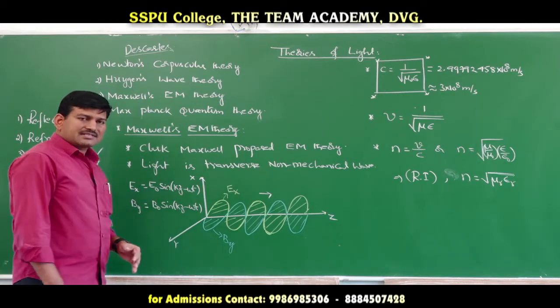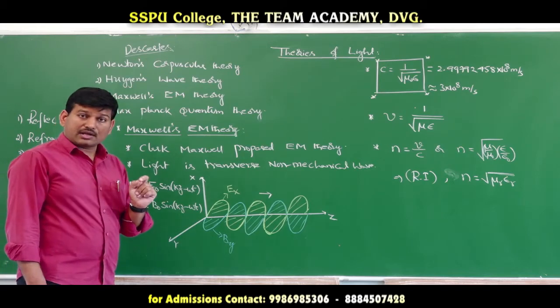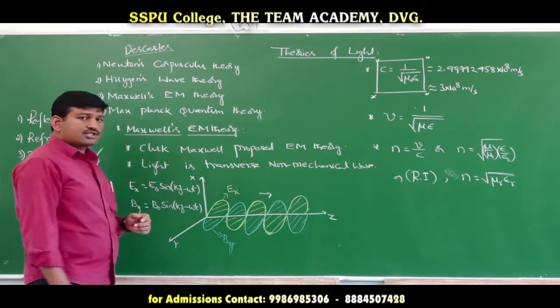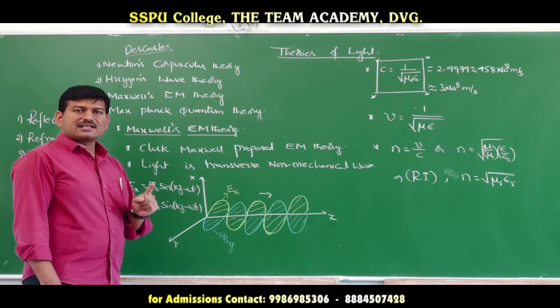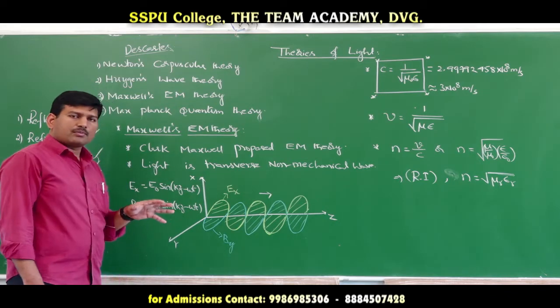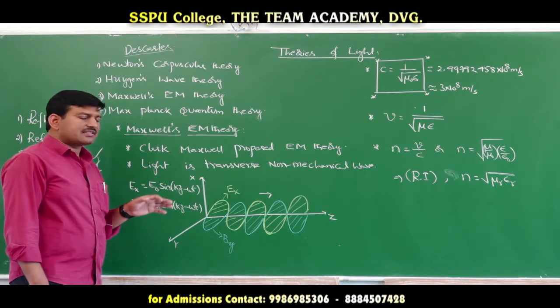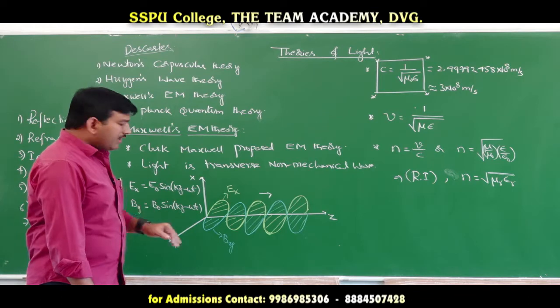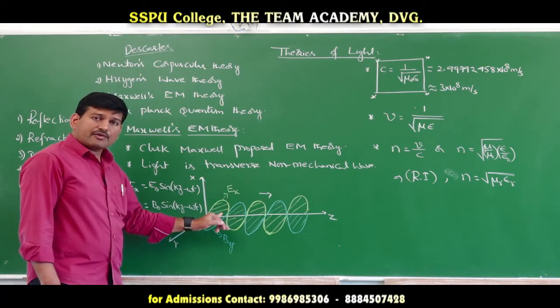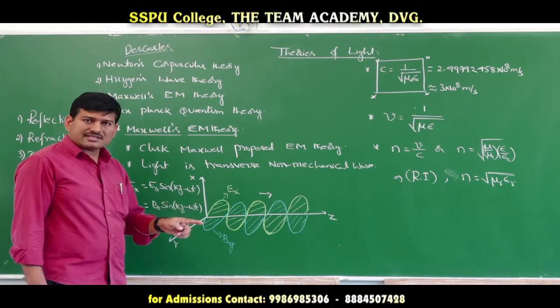According to Maxwell, light travels in the form of an electromagnetic wave. And Maxwell is the scientist who unified electricity, magnetism and optics. All three subjects were unified as electromagnetic wave theory. In this electromagnetic wave, the electrical wave and magnetic wave are in phase. Though they are perpendicular to each other, they are in phase.